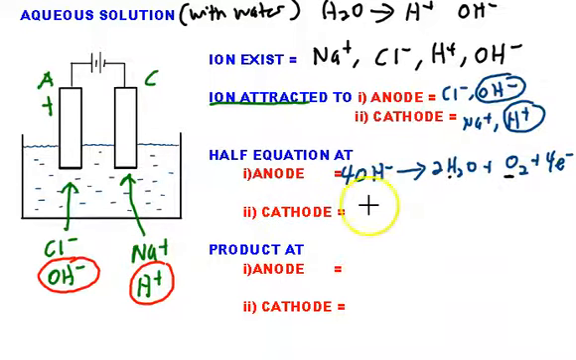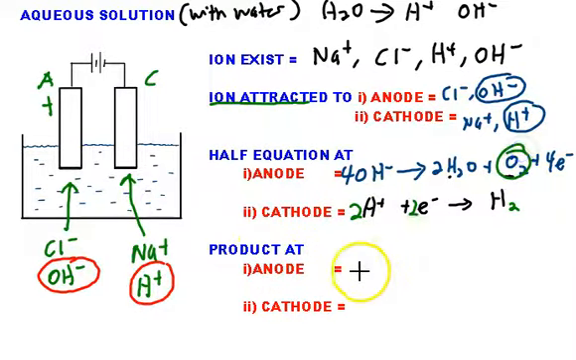Now for the cathode, you have hydrogen. It will accept an electron and form a neutral atom of hydrogen. But at room temperature, the hydrogen will combine with another hydrogen to form a molecule, so we have to add another 2 and 2 here. The product at the anode is oxygen, and the product at the cathode will be hydrogen gas. So this is the example for aqueous solution. I hope you can understand this.